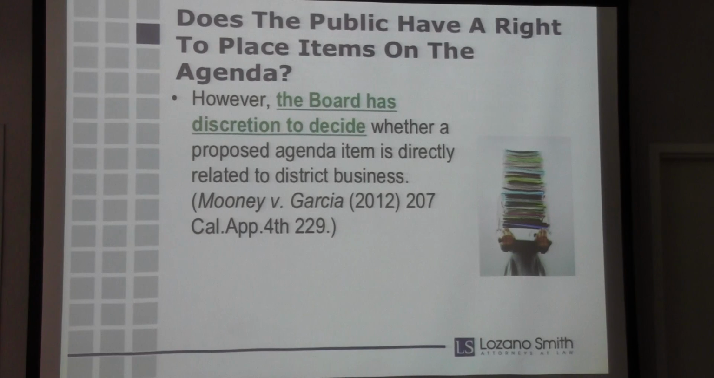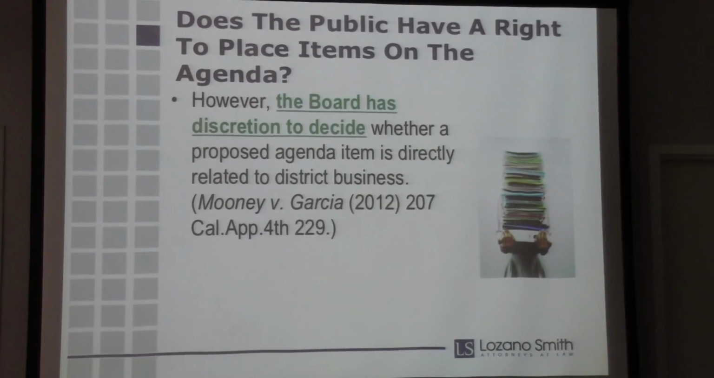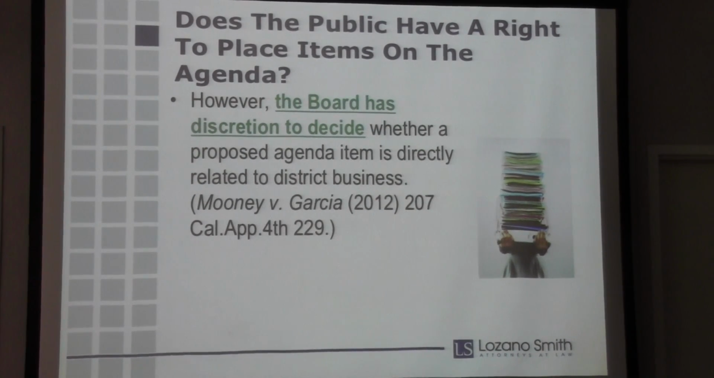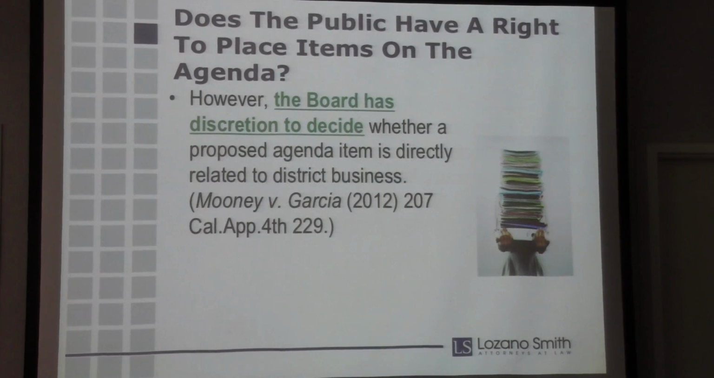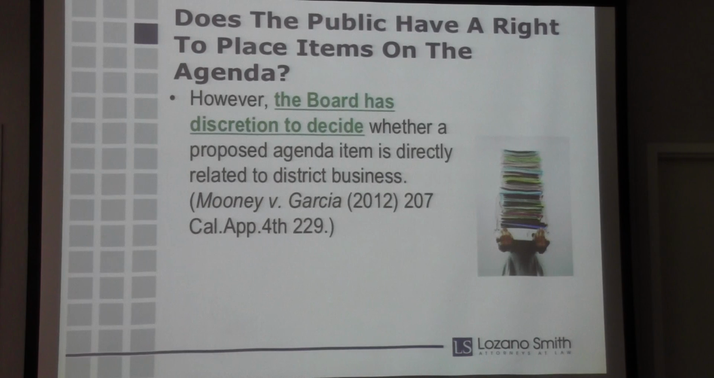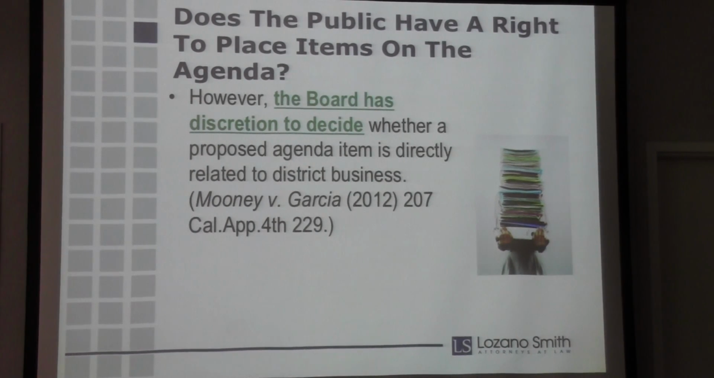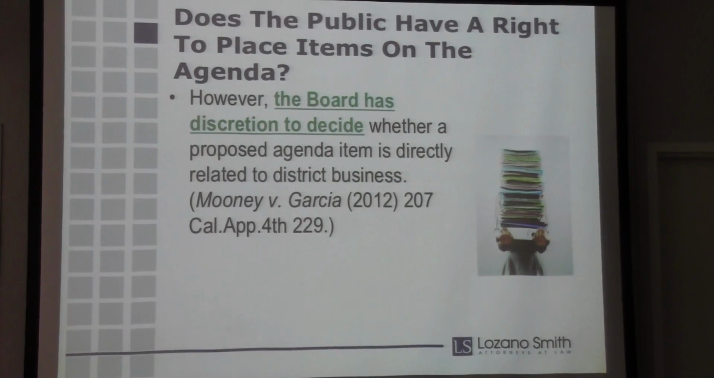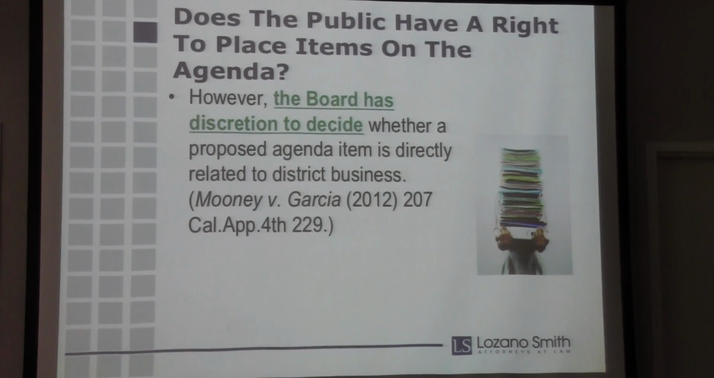But the next question that comes up is, well, what if the item they want to add has absolutely nothing to do with school business? And believe it or not, we get that. So questions come up about foreign policy. Somebody wants to put an item on the agenda to talk about President Obama's policy in the Middle East. You guys really have no jurisdiction over that. So the case law says you have the ability to reject that item and not put it on the agenda. And the reason for that is since you have no jurisdiction to do anything about it, you don't have to waste your time addressing it.